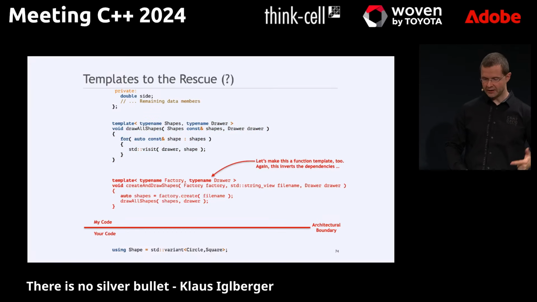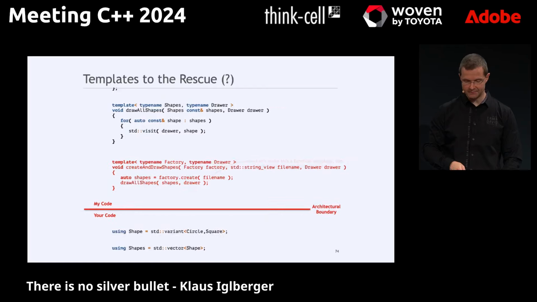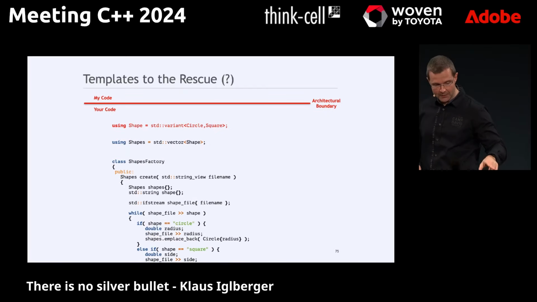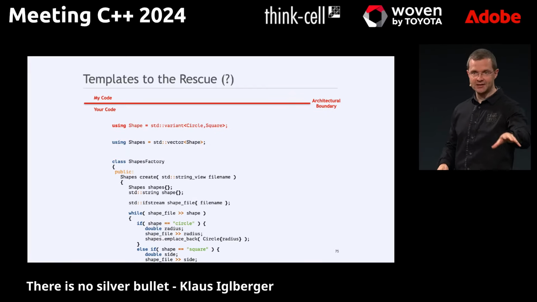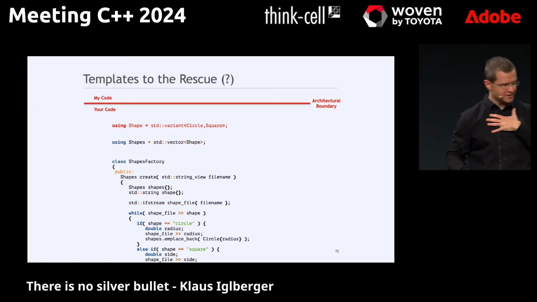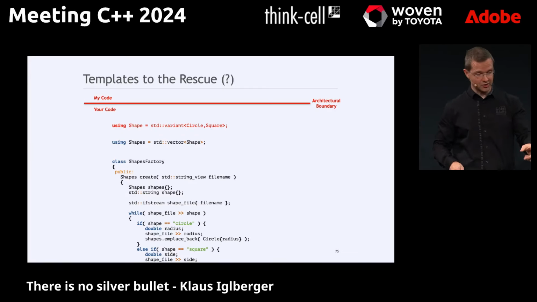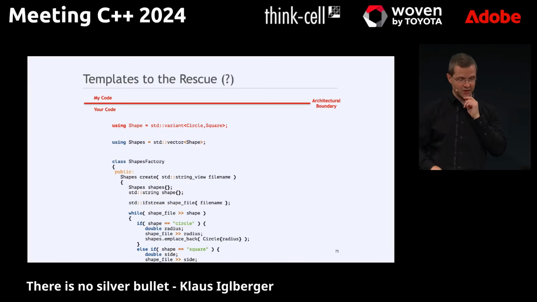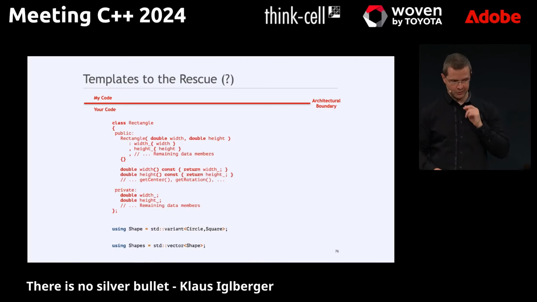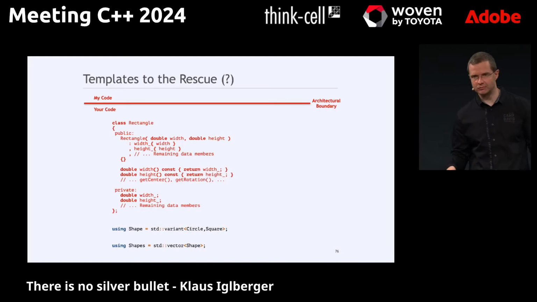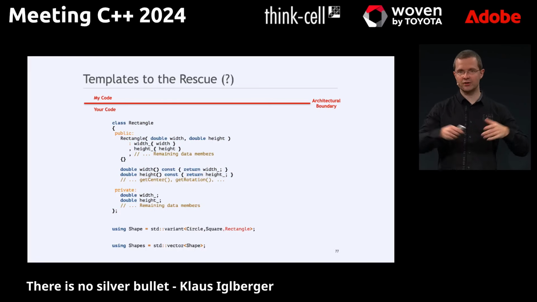And the same for create and draw shapes. Again, we can invert dependencies. So I now no longer depend on your code. You can just give me anything. And it works. The shape abstraction now is really in your hands. I don't need to know about this anymore. If you want to, you can just introduce a kind of shape, a rectangle. So this rectangle is now just added to the variant, and you have more shapes.